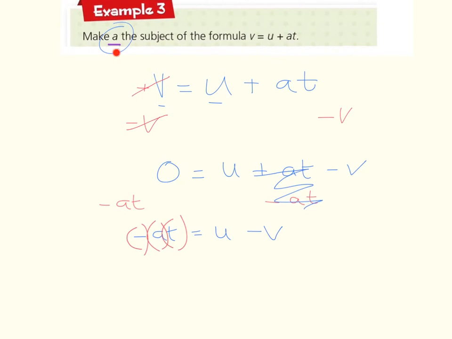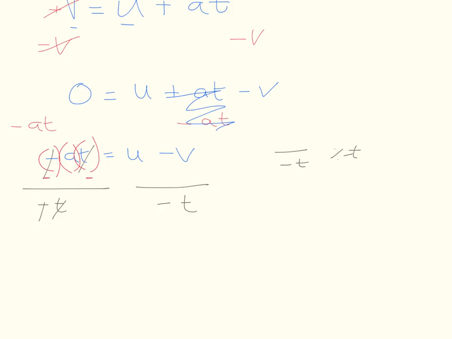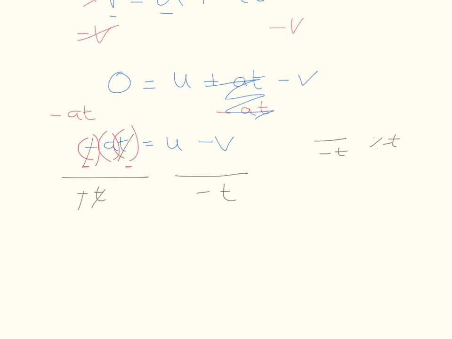What we actually want here is the a, so we want to get rid of the minus and the t. It's a multiplied by a minus t, which means we could divide by minus t. But what we do on one side, we must do to the other, so I'm going to divide by minus t here. You can write it like this, divide by minus t, or you can write it like this, either way. What you'll see is the minus and the minus cancel, and the t cancels, and we're now left with our desired outcome, which was a equals u minus v all over minus t. And we have now written that as the subject.